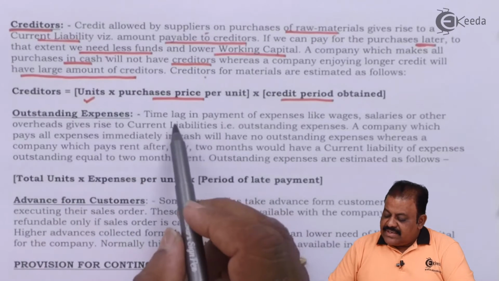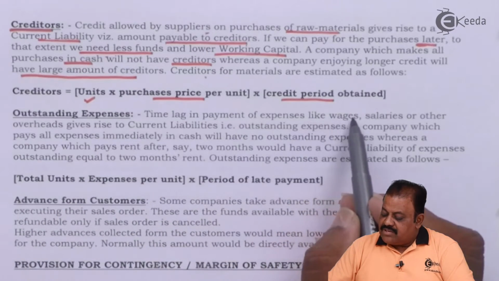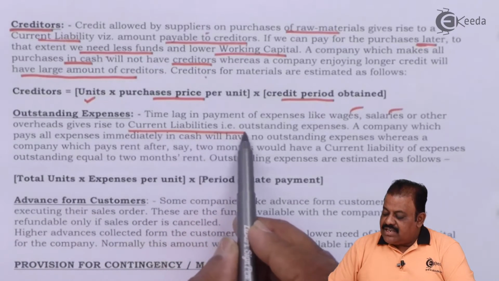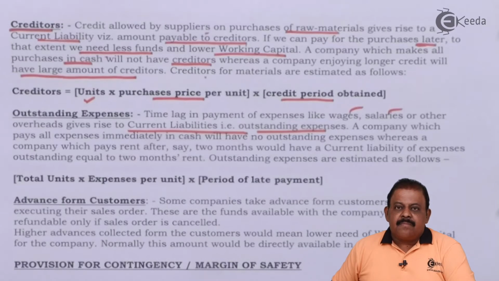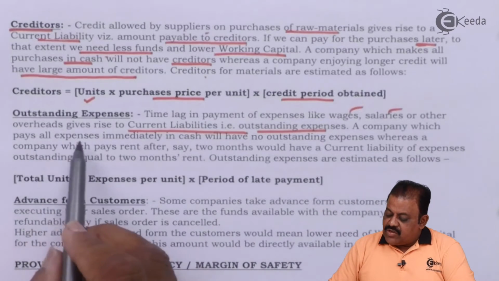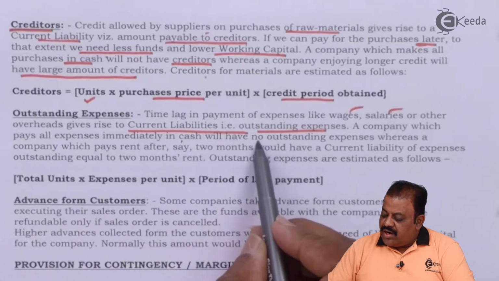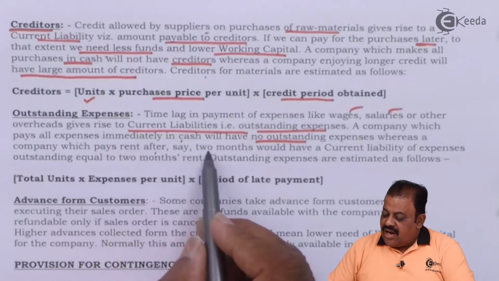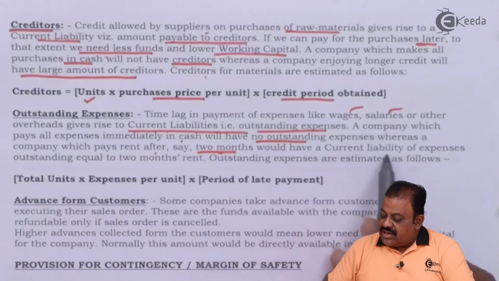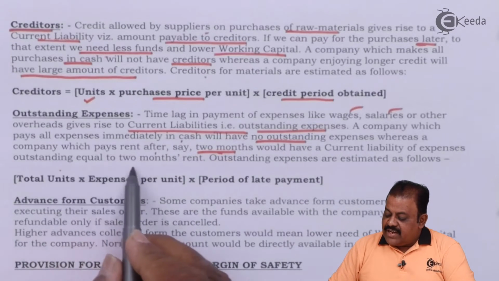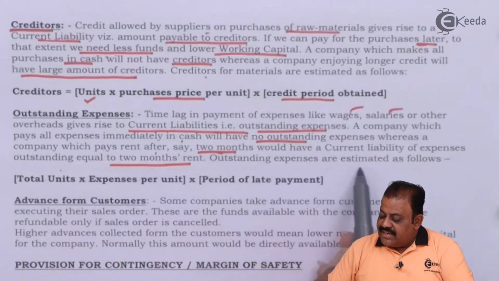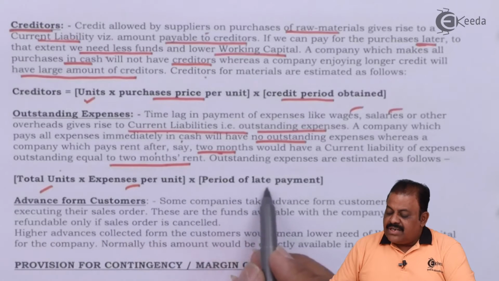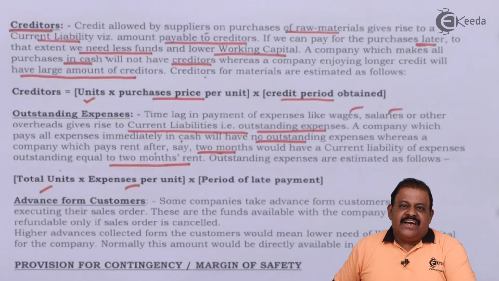Outstanding expenses. Time lag, that is time gap in payment of expenses like wages, salaries or other overheads, gives rise to current liabilities, that is outstanding expenses. A company which pays all expenses immediately in cash will not have outstanding expenses, whereas a company which pays rent after say 2 months would have a current liability of expenses outstanding equal to 2 months rent. Outstanding expenses are estimated like: total units multiplied by expenses per unit multiplied by period of late payment, that is outstanding period.